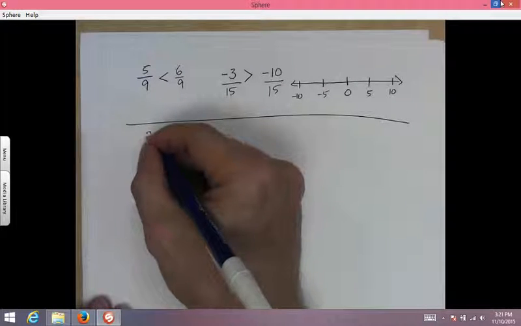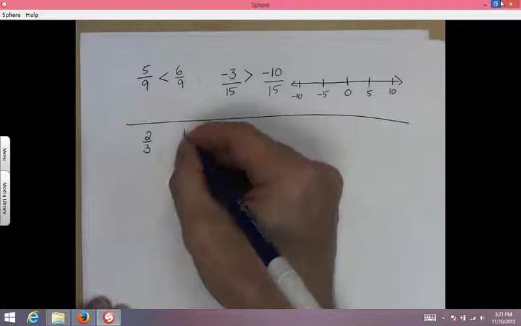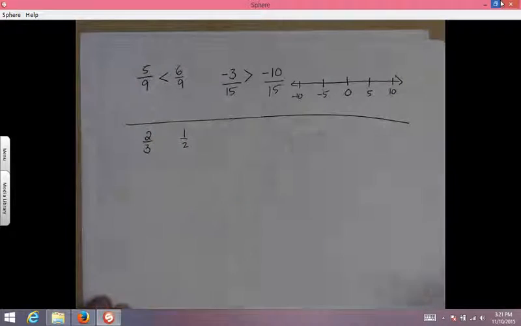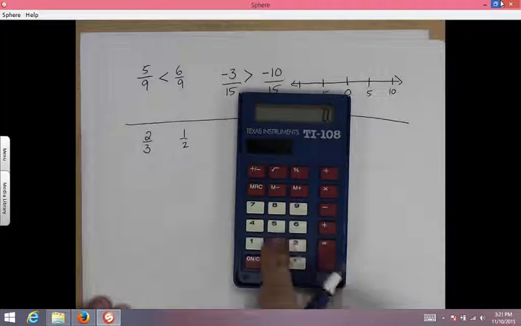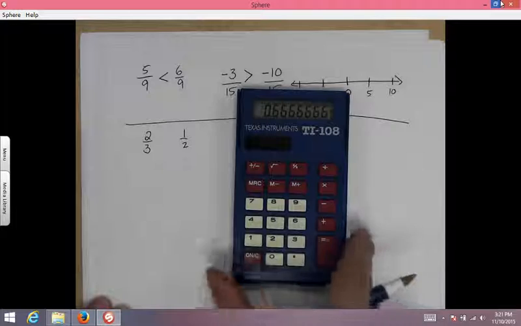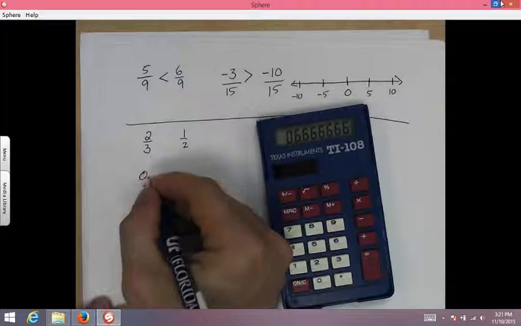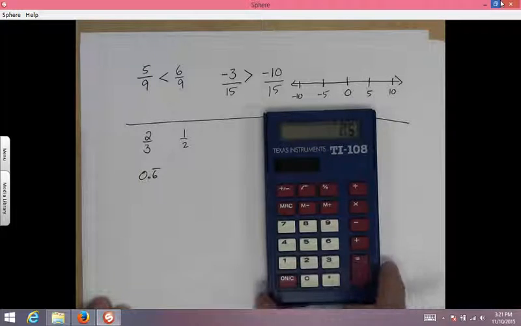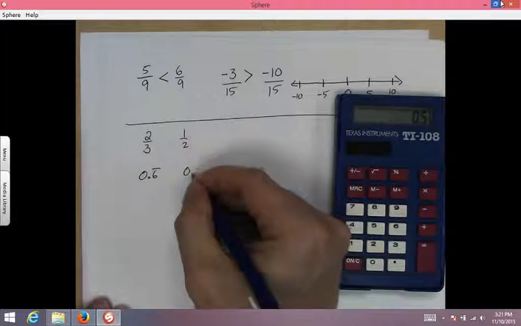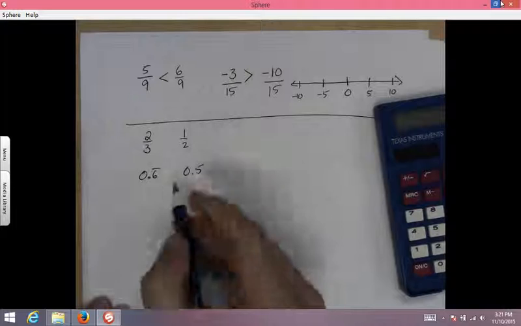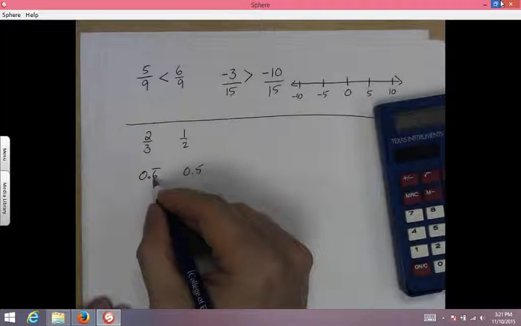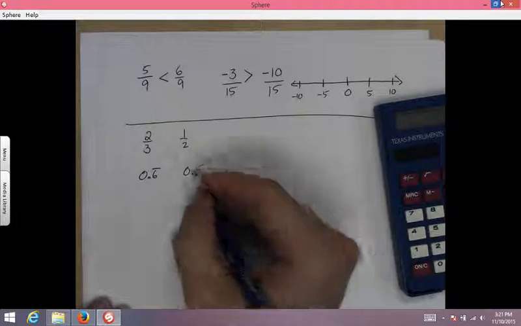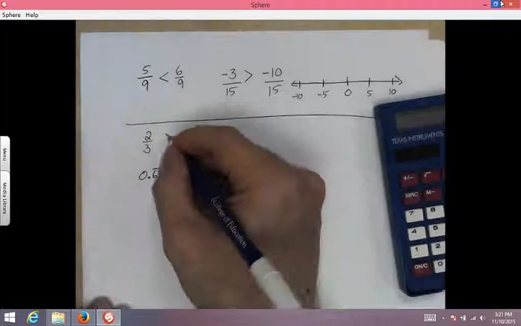Let's say we had 2/3 versus 1/2. All you've got to do is turn them into decimals. 2 divided by 3 is 0.6 bar notation. 1 divided by 2 is 0.5. These numbers are positive, and I'd rather have 0.6 something than 0.5. This is the bigger number. That makes this the bigger number.